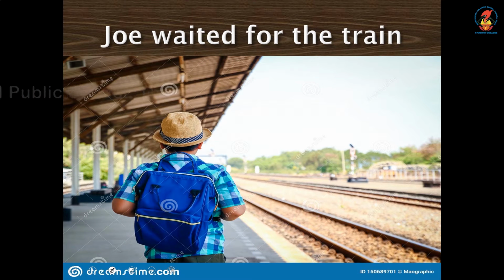Joe waited for the train. This boy is Joe and he is waiting for the train. And this sentence is also incorrect because it doesn't have a full stop. So put a full stop, big full stop. Because it's small children, you should put a dark full stop whenever you write.